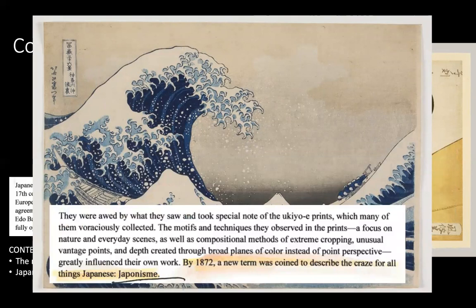All right, so these artists were awed by what they saw. They took special note of the ukiyo-e prints, which many of them voraciously collected. The motifs and techniques they observed in the prints, a focus on nature and everyday scenes, as well as compositional methods of extreme cropping, unusual vantage points, and depth created through broad planes of color instead of point perspective or linear perspective, greatly influenced their own work. By 1872, a new term was coined to describe this craze for all things Japanese, Japonisme.